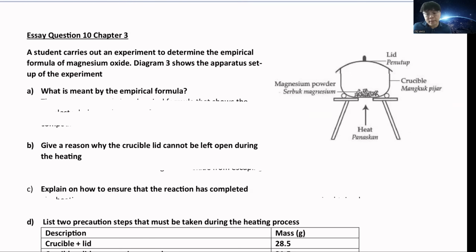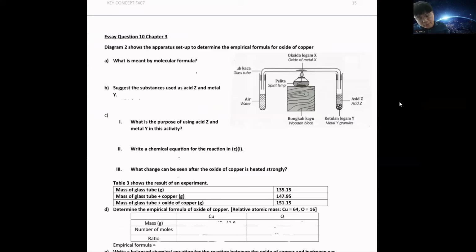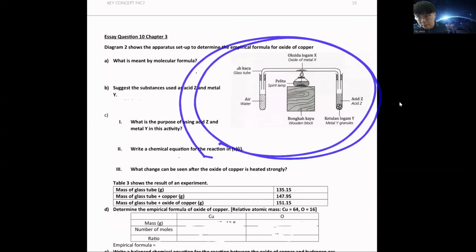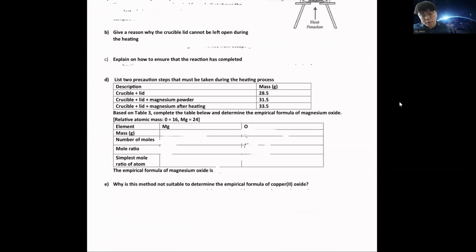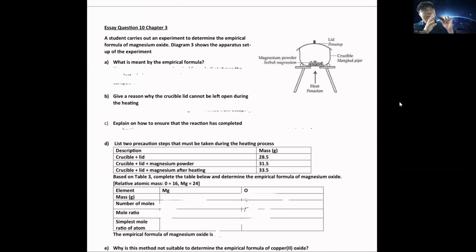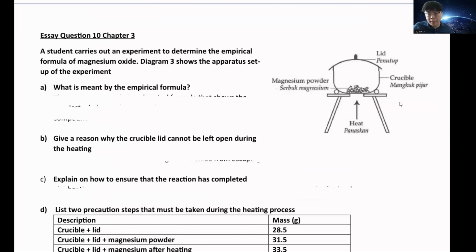So for question 10, it's very simple. I'll explain to you. First, it's related to empirical formula. They have two experiments for you. But I need to explain these two for you because it might ask to compare these two, so you need to know the comparison part.